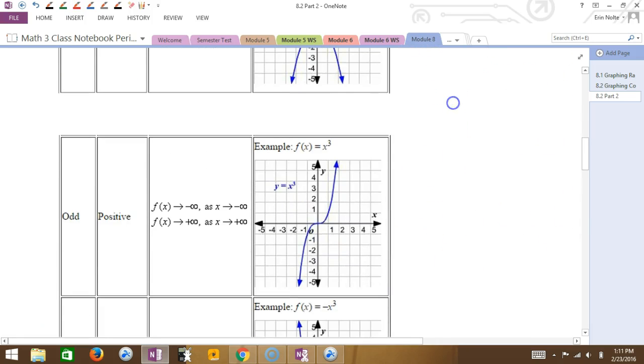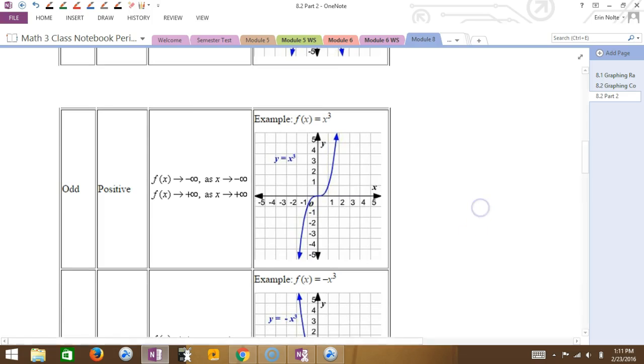What about a John Travolta? As x approaches positive infinity, what's my y doing? Positive. Going up. f of x goes to positive infinity. As x approaches negative infinity, what's my y doing? Negative. Going down. Nailed it. You guys got this.